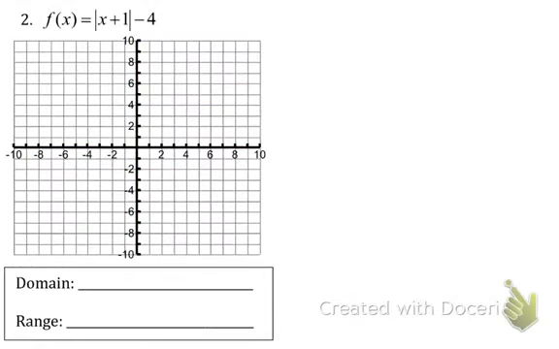Let's try one more example. So in the second example, we have f of x is equal to the absolute value of x plus 1 minus 4. So our very first step is to always find the vertex. So our vertex, remember the x-coordinate, or the h, is opposite sign of what's inside the absolute value. So inside the absolute value we have a positive 1, so our vertex x-coordinate will be, O for opposite, negative 1. Our y-coordinate of the vertex will be the same as the number that is on the outside. So our y-coordinate of our vertex will be positive 4, S for same.